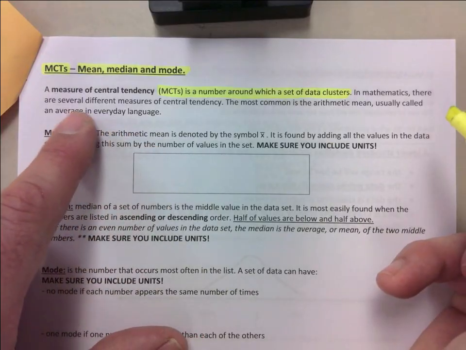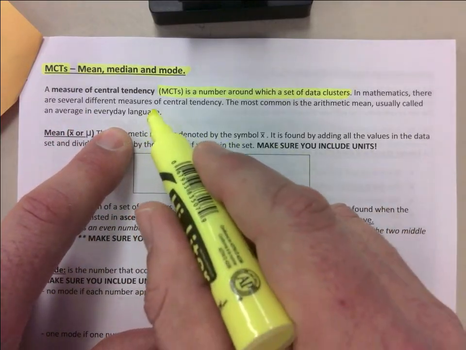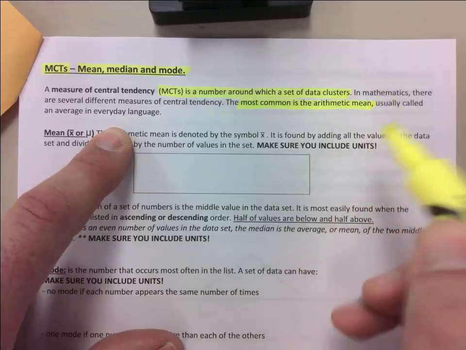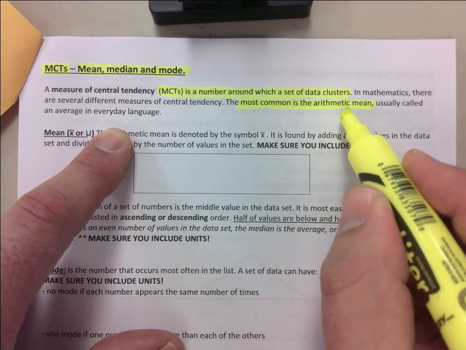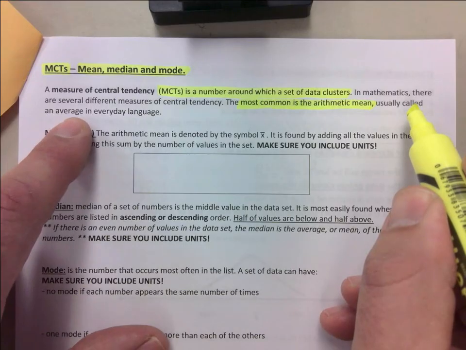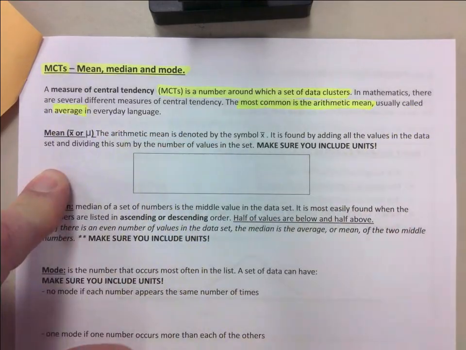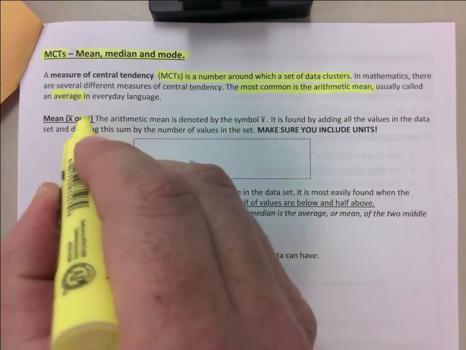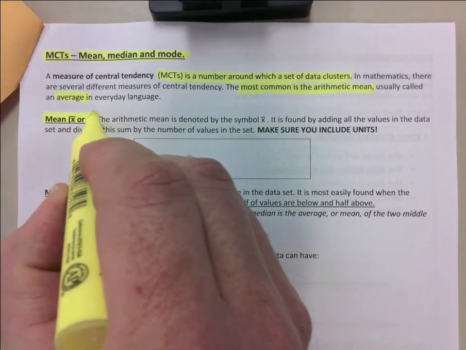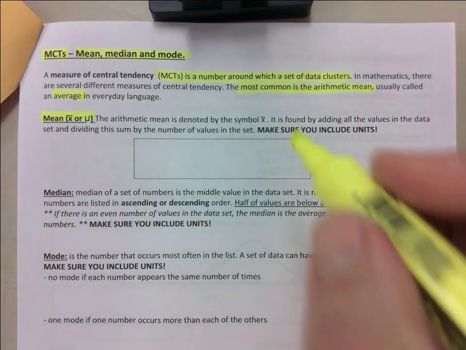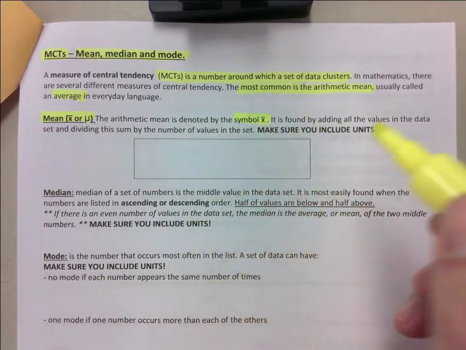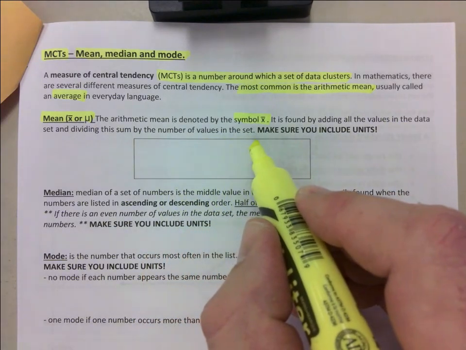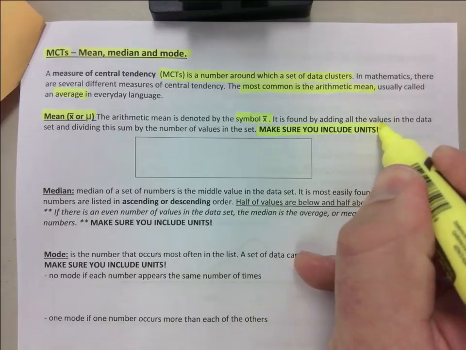Okay, in mathematics, there are several ways to measure central tendency. The most common is the arithmetic mean. Finding the mean, usually called an average in everyday language, right? You're finding the average. So here's the mean. It's got two symbols there. I use the X bar most often. It's denoted by the symbol X bar. It is found by adding all the values, then dividing by the number of values. Make sure you include units when you calculate this.